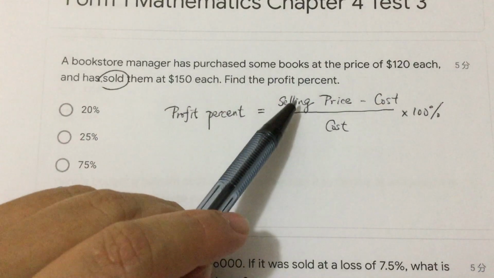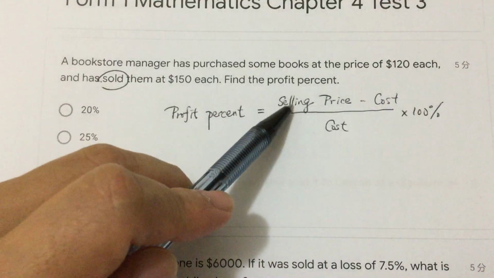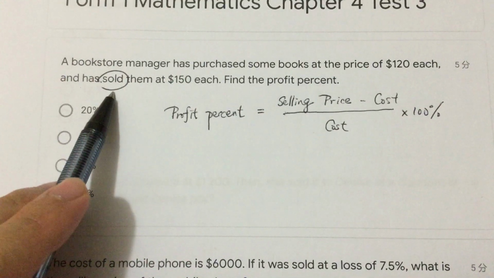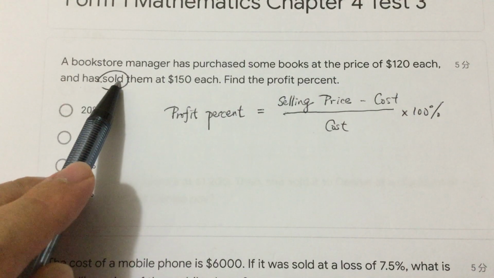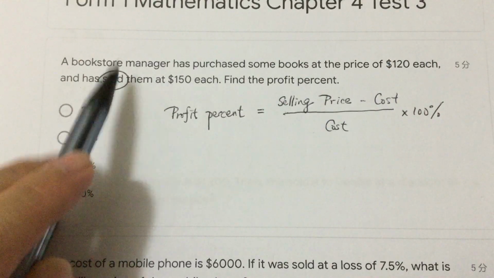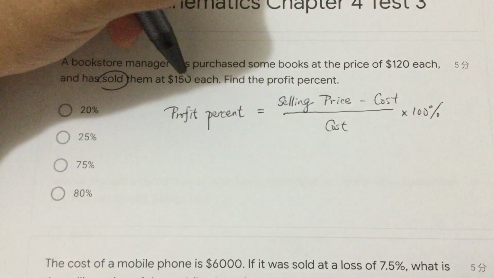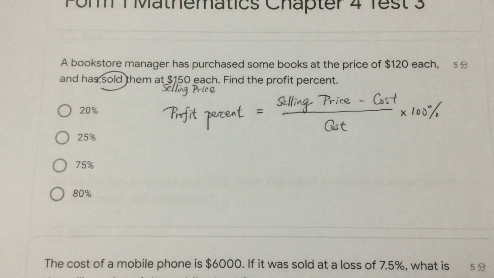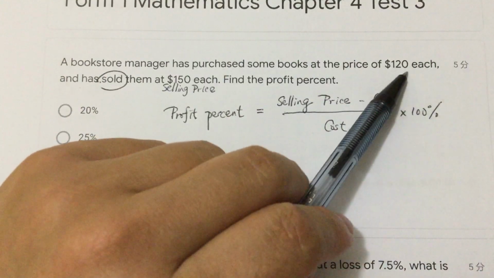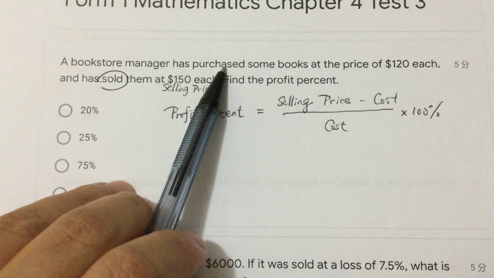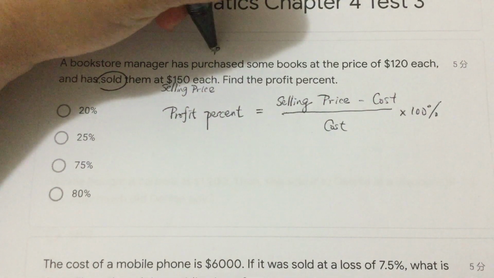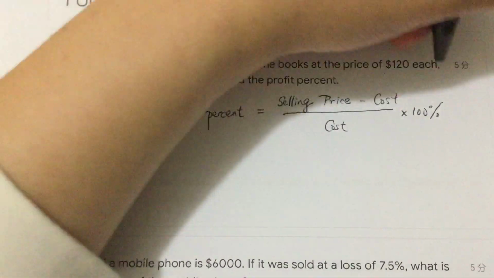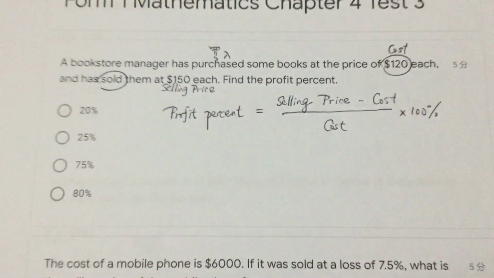Now on the right-hand side of this formula, you will see selling price and cost. We need to find them in the question. It says sold, the past participle, for $150. So obviously this one is the selling price. And secondly, you will see $120, which means the bookstore manager purchased. Purchase in Chinese is 買入. So you know that this one is the cost. So $120 is the cost.